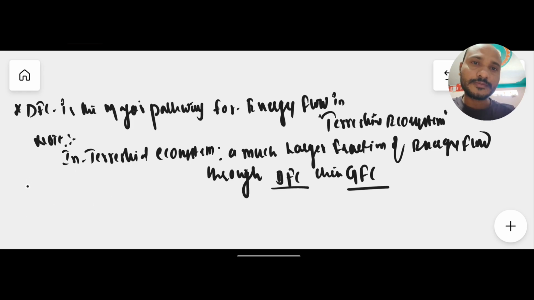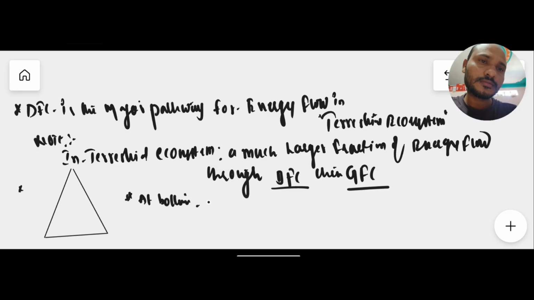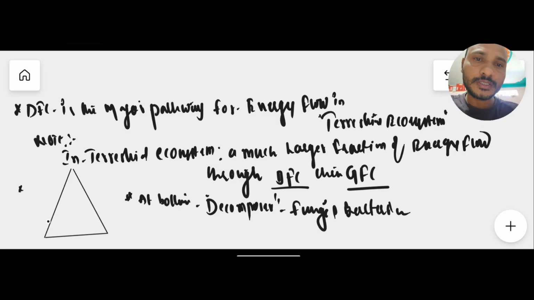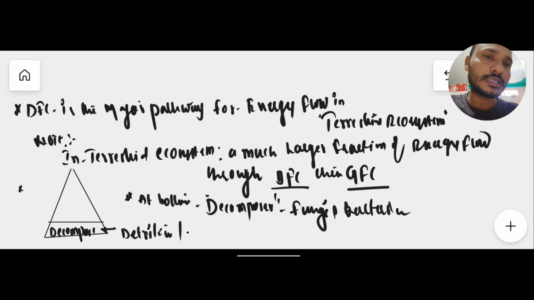Here we need to draw one pyramid. In the detritus food chain, at the bottom are always the decomposers, which are nothing but fungi and bacteria. So at the bottom we have decomposers. This DFC starts with decomposers, but the GFC starts with producers. Generally, decomposers obtain their primary source of energy from detritus. Remember, they obtain their energy from detritus. Here detritus is nothing but dead organic matter.